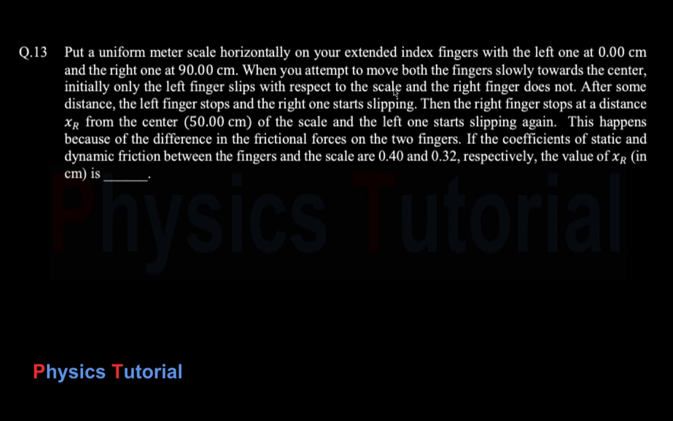When you attempt to move both the fingers slowly towards the center, initially only the left finger slips with respect to the scale and the right finger does not. After some distance, the left finger stops and the right one starts slipping. Then the right finger stops at a distance XR from the center, 50 centimeter of the scale, and the left one starts slipping again. This happens because of the difference in the friction forces on the two fingers.